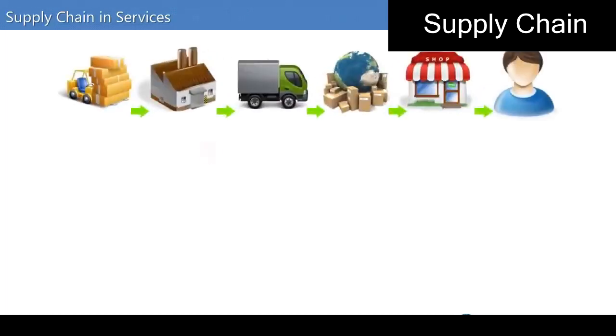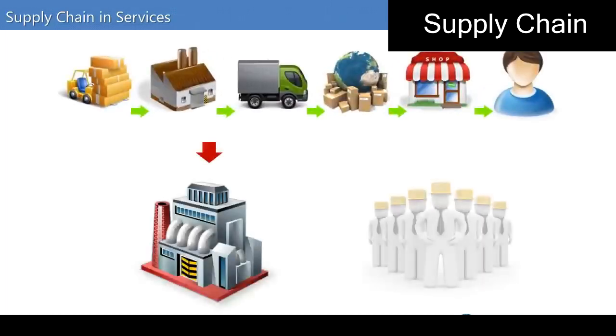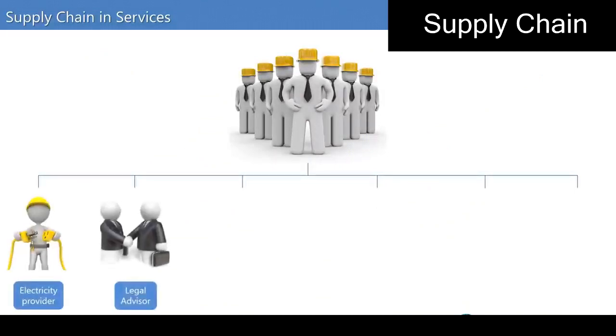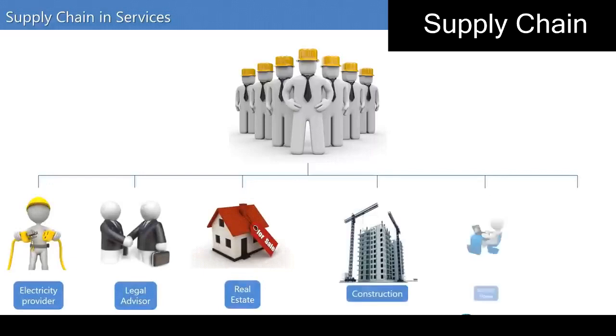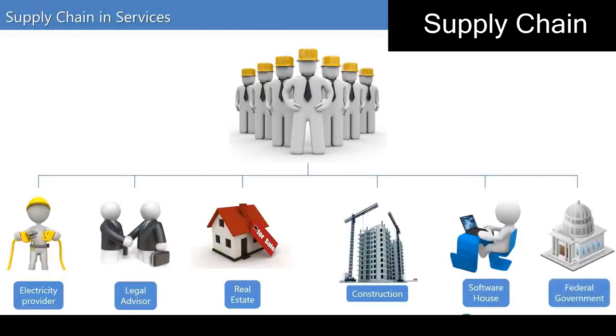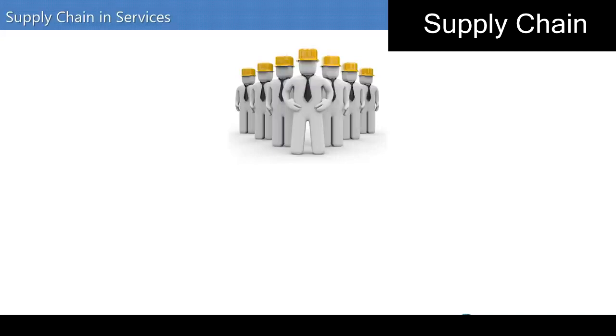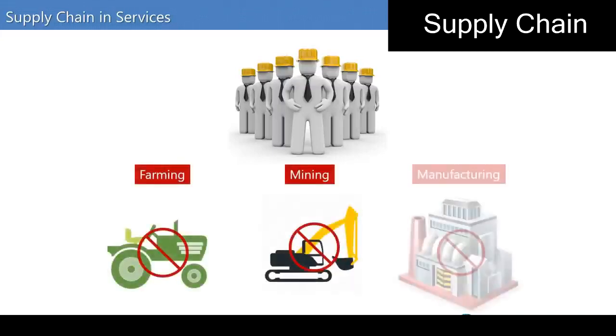Supply chain in services. Initially, the supply chain model was developed for manufacturing, but service industry has supply chains too. A few examples of services industries are electricity provider, legal advisor, real estate, construction, software house, and even federal government. In its broadest sense, service industries include all organizations except farming, mining, and manufacturing.